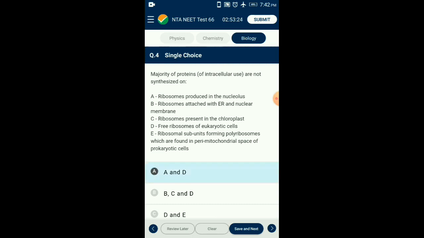From the given 5 statements, A and D are found in the perimitochondrial space of prokaryotic cells.